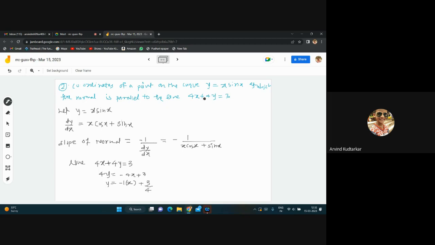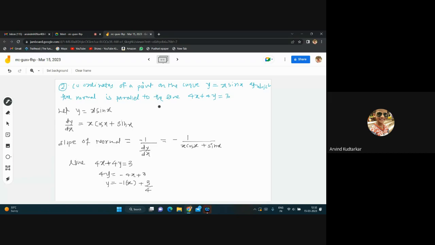So this line is parallel to the normal. It means their slopes will be equal. What is the slope of the line? The slope of the line is minus 1. The normal and the line are parallel to each other, on the same direction, so their slopes will be equal.